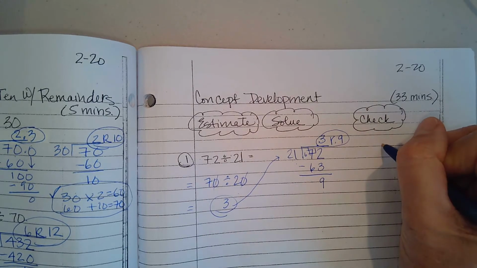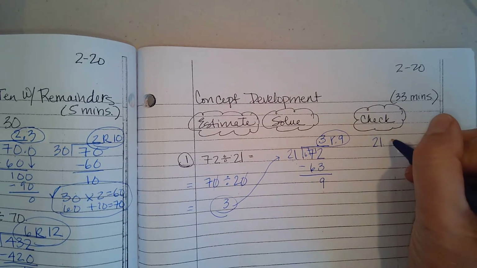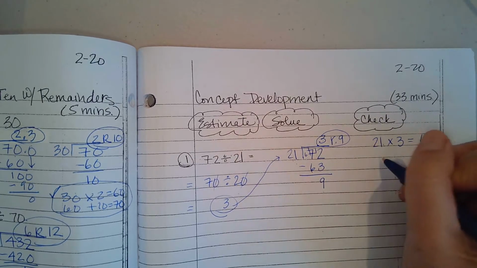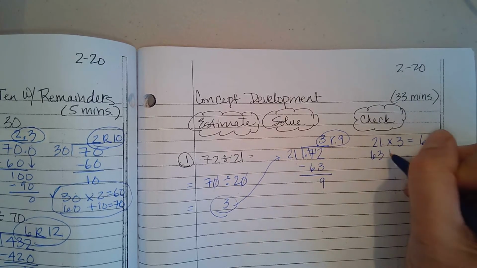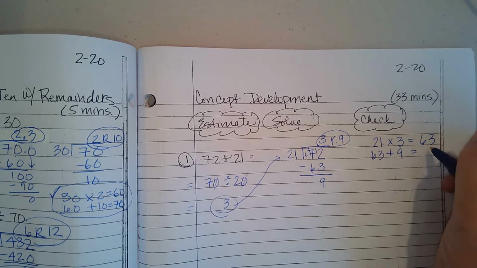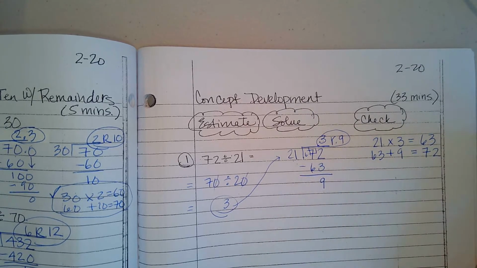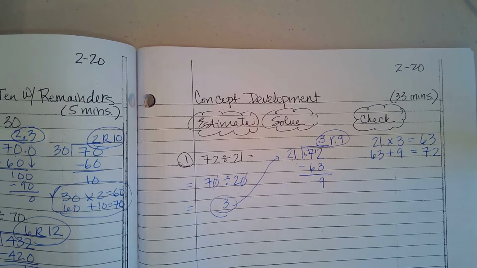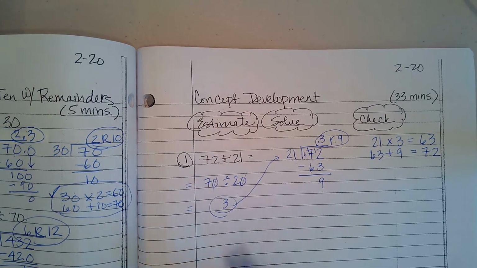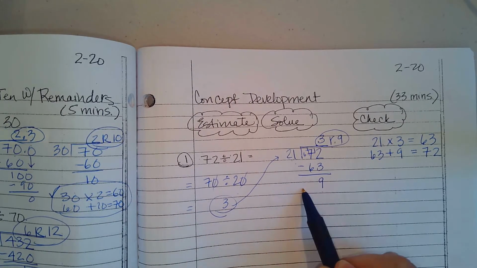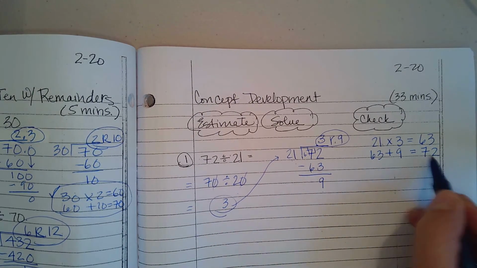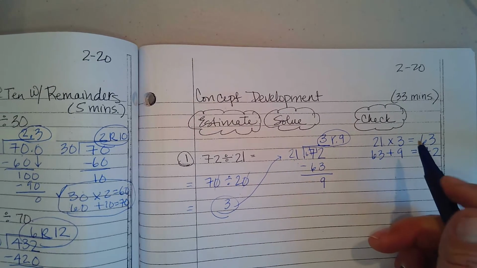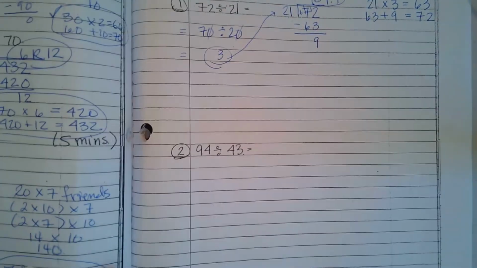Now we're going to come over here and check. 21 times 3 equals 63. Now 63 plus 9, does that get us back to 72? Yes, it does. So we know that our answer is correct. That is the big idea. That's why we estimate, then we solve, and then we come back to check: does our answer make sense? Is our answer correct?